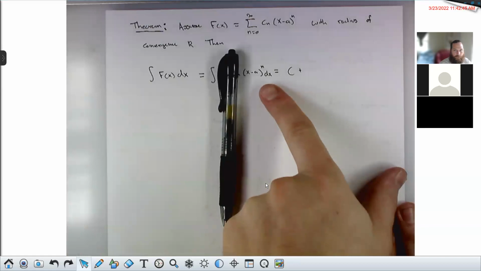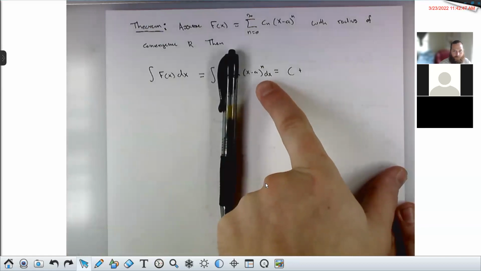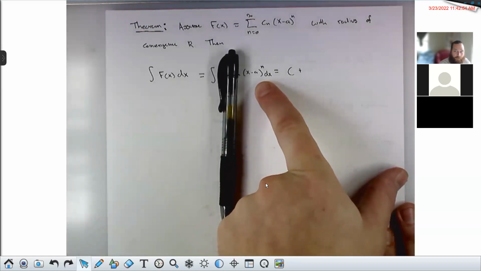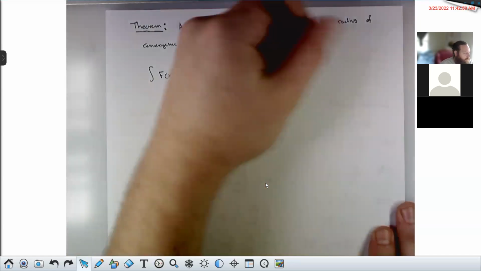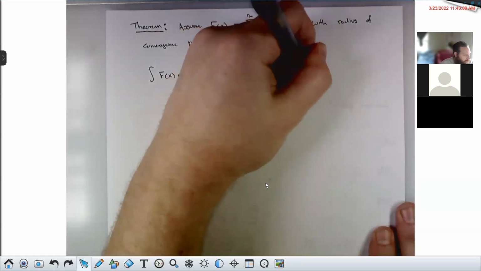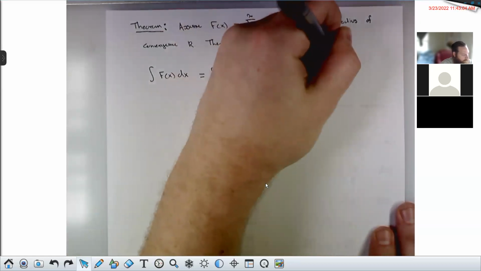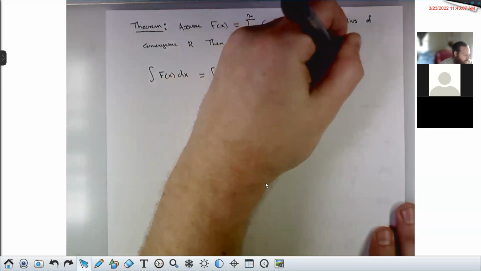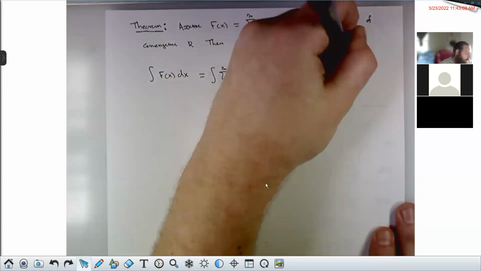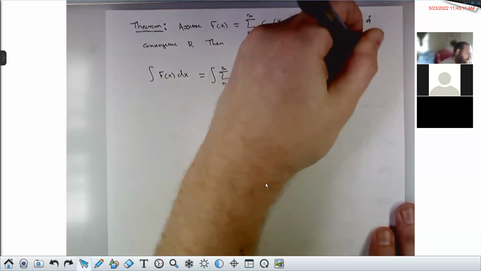This would be a little micro u sub, right? Like u equals x minus a, and then you'd be integrating u to the n. By the power rule, that should be u to the n plus 1 divided by n plus 1. And that's precisely what you get. You get sigma n from 0 to infinity Cn times, I'll write it as 1 over n plus 1, x minus a to the n plus 1.